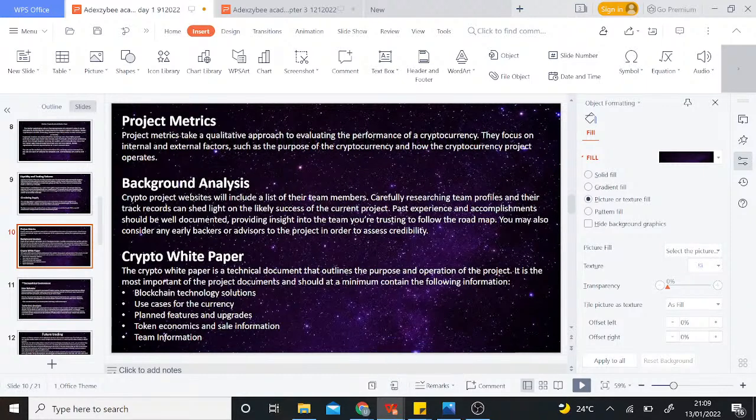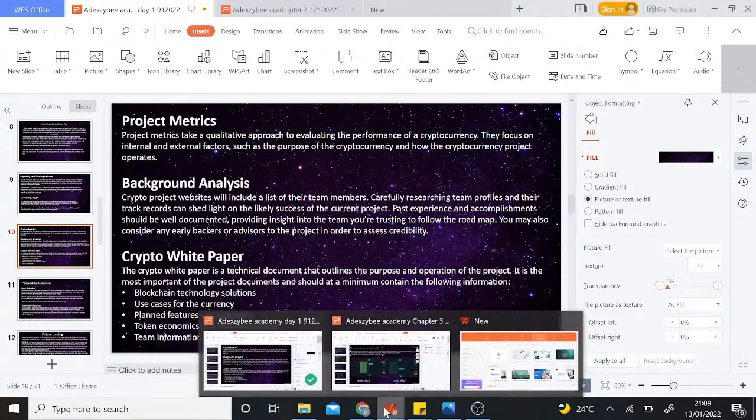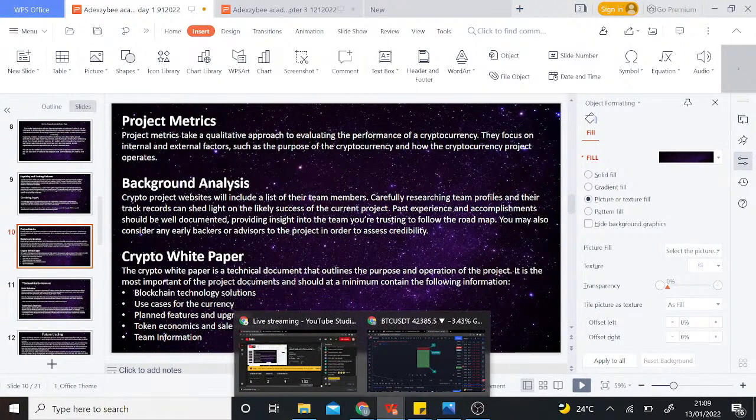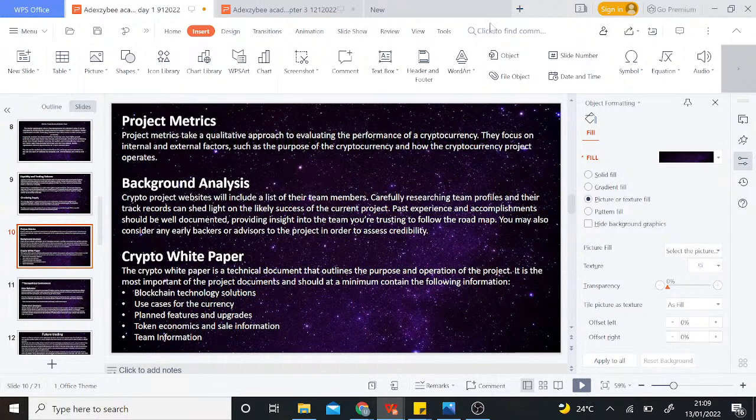All right. Now I want you to check the crypto white paper. There's a white paper on their website. Immediately you open their website, at the top of the site you will see white paper there. You can click on it and you will see it. You download the white paper for yourself. I think I downloaded it earlier today. You download it and you will see it.